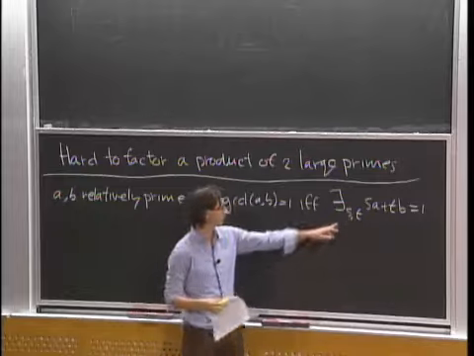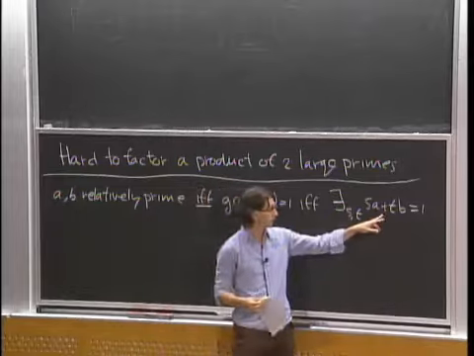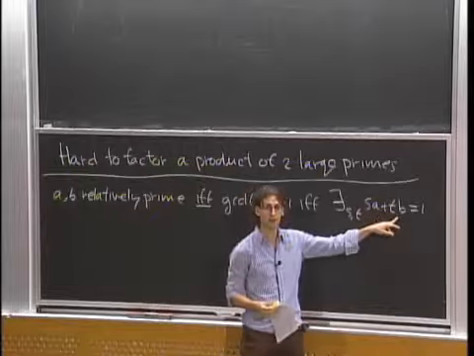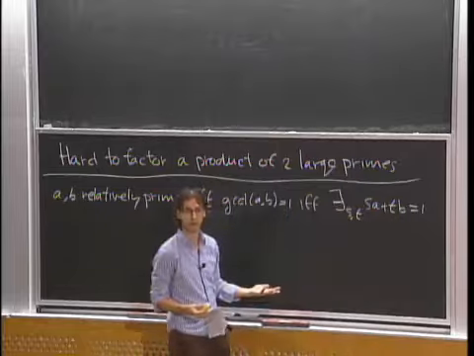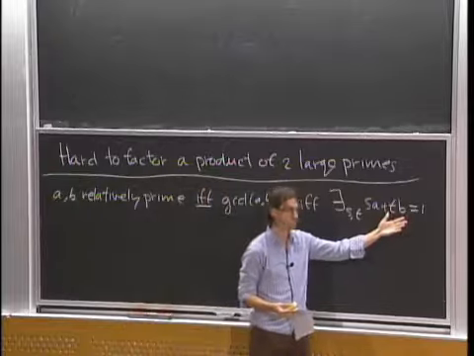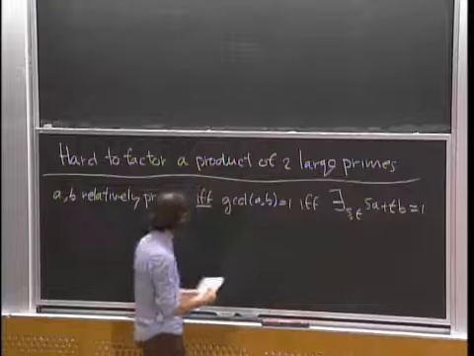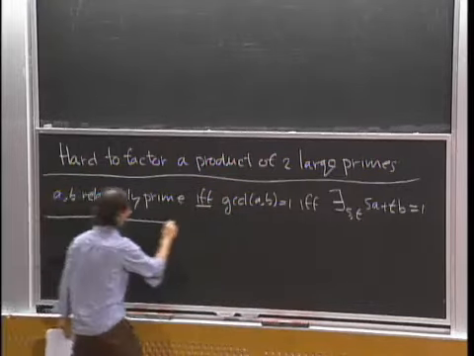It turns out that we can also go the other way around, because if I can write 1 as a linear combination of A and B, well, I cannot get much lower than that, right? So that's really the smallest possible that I can achieve. So the GCD must be equal to 1. So this is a property that we will be using.